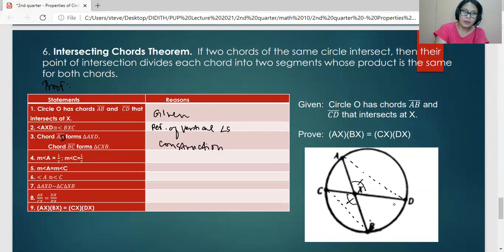Now, measure of angle A equals one half its intercepted arc BD. So this should be one half the measure of arc BD. Also, the measure of angle C, which is this one, is equal to one half its intercepted arc BD also. And this is because of the inscribed angle theorem. Okay?